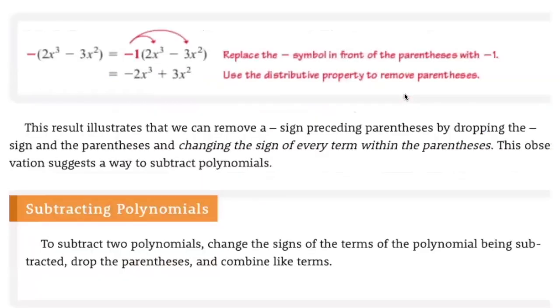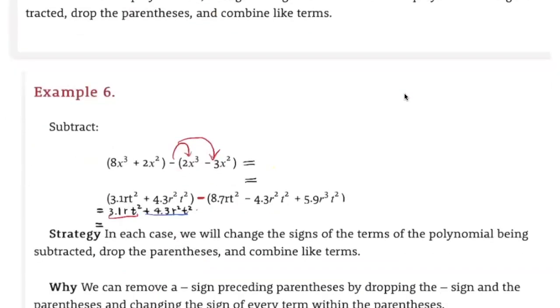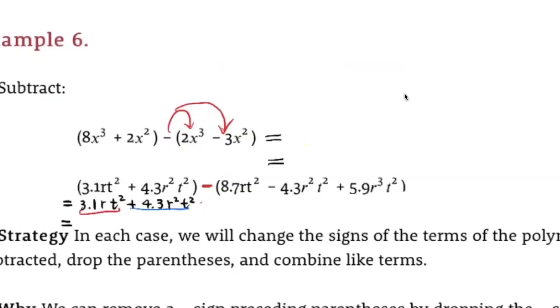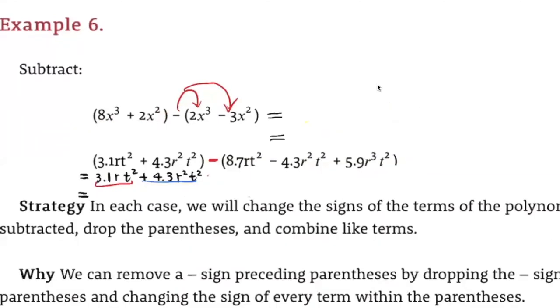Now this one over here, let's do it together. The first one, you're not going to change it, so it will be the same. Let me write it down. That will be 8x cubed plus 2x squared. It's not going to change. Now over here is a minus, minus this polynomial. So you distribute this negative sign inside.